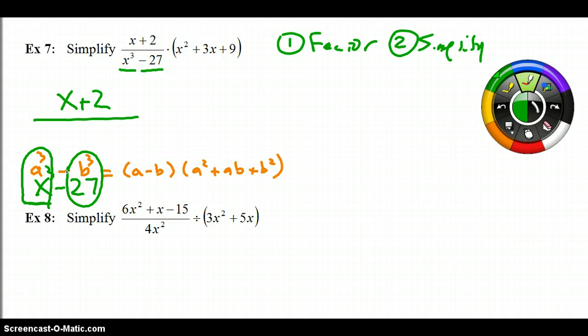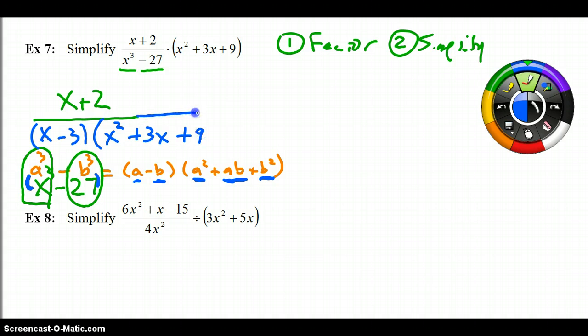So in the x cubed minus 27, x and a are the same, and what times itself three times is 27? That's a 3. So wherever you see an a, you're going to put an x. Wherever you see a b, you're going to put a 3. So wherever you see an a squared, we're going to put an x squared. a times b, a is x, b is 3, but let's write it like we would normally see that. And b is 3, so b squared would equal 9.